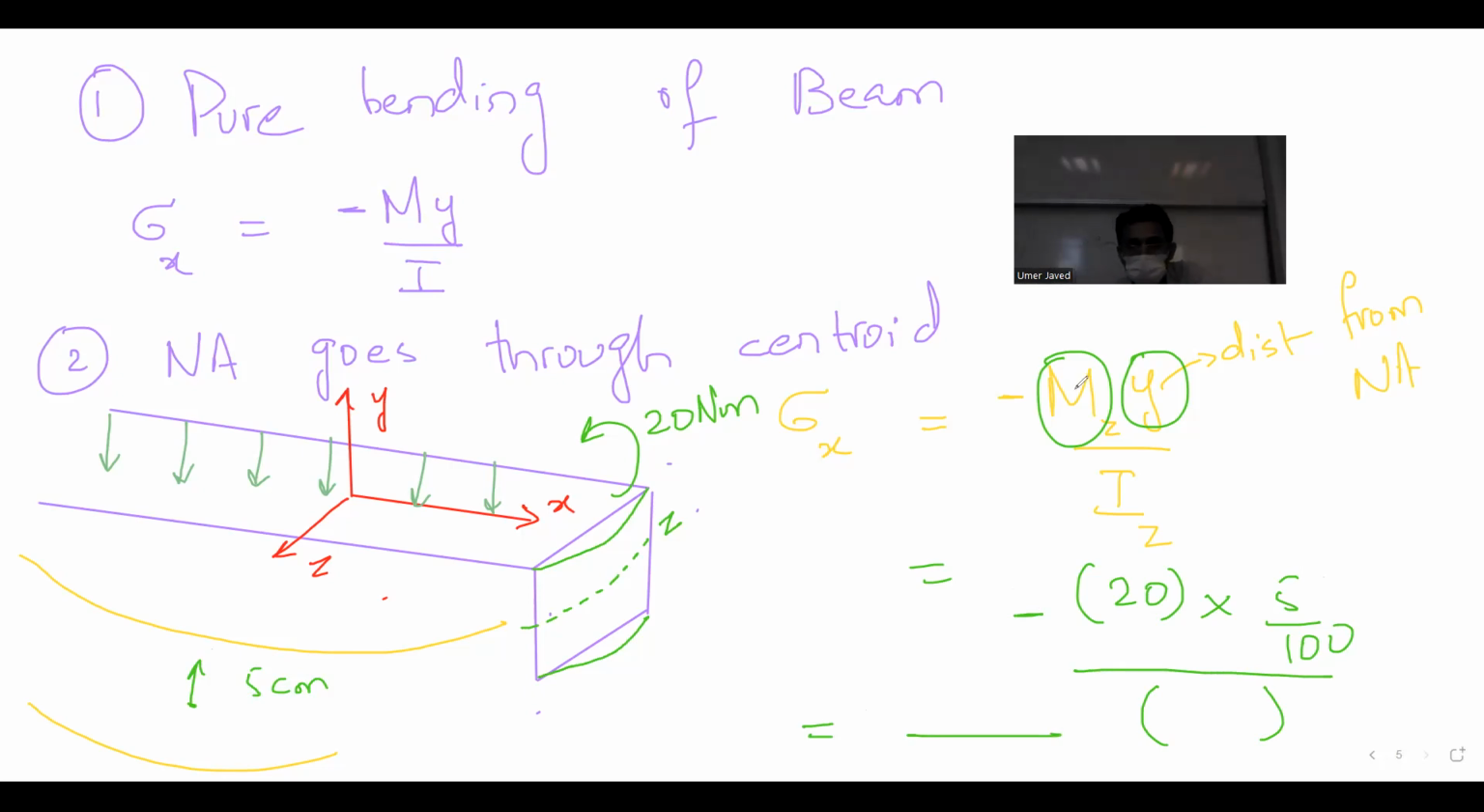Let's do this drill one more time. So now I am talking about negative 5 centimeter. So this will be negative, and the answer comes out to be positive. The part of the beam below the neutral axis for such kind of a moment is in tension. Makes sense.